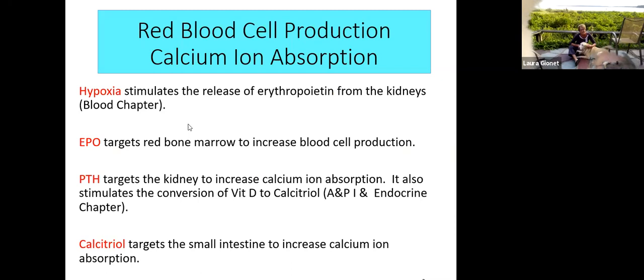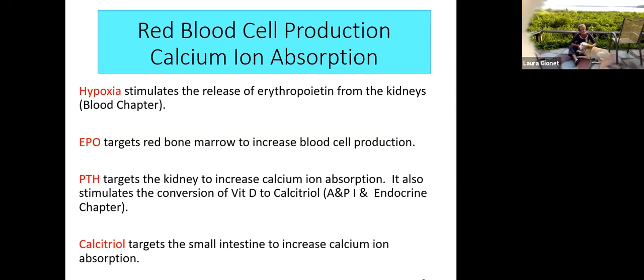So remember, when it comes to red blood cell production and calcium ion absorption, we talked about calcium ion absorption in A&P 1, and we talked about it in the endocrine system. And I said, when it comes to the urinary system, we're going to come back again to it.